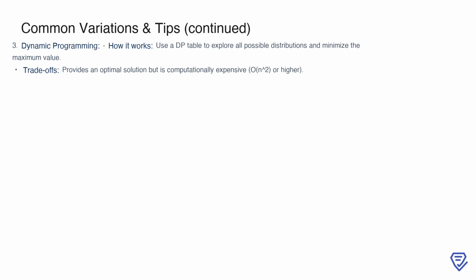By using a DP table, you can systematically explore all possible distributions of integers between the arrays and determine the configuration that minimizes the maximum value. This method guarantees an optimal solution, but it comes with a significant trade-off in terms of computational expense. Depending on the implementation, the time complexity can be n² or higher, making it less practical for larger input sizes. While dynamic programming provides a comprehensive way to solve the problem, it's often reserved for cases where efficiency is less critical or when other approaches, like binary search or greedy algorithms, fail to work. Choosing the right approach ultimately depends on the specific constraints and requirements of the problem you're solving.